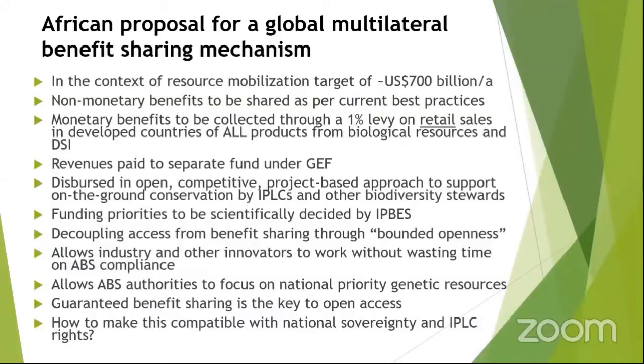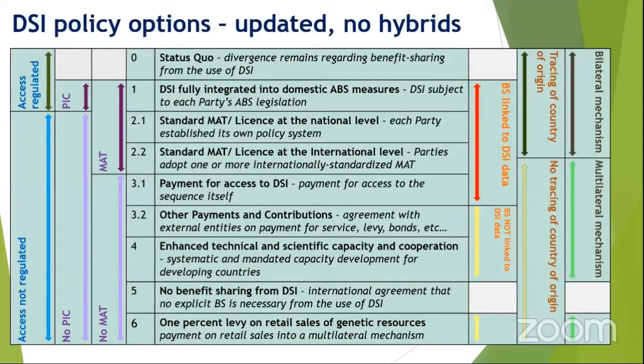And so we've come up with quite a detailed proposal for a global multilateral benefit sharing mechanism, which has been a long-term African demand. For example, in Article 10 of the Nagoya Protocol, that was one of the reasons why Africa agreed to accept the Nagoya Protocol. So there is now a process underway in the CBD to look at policy options, and they are summarized in this table.